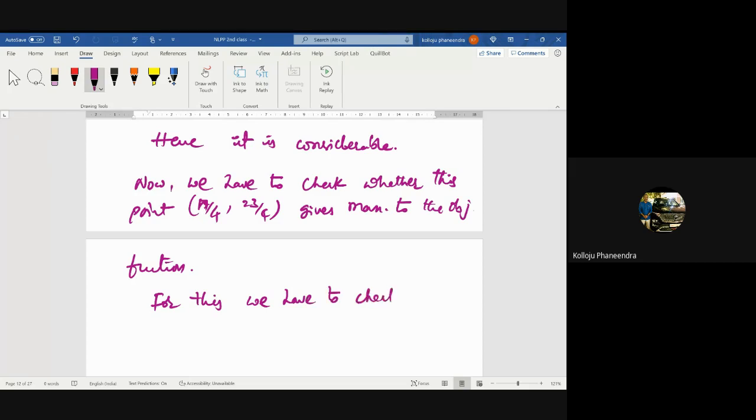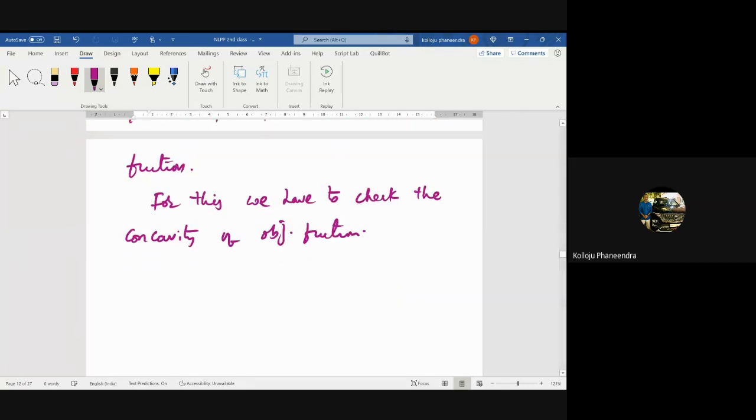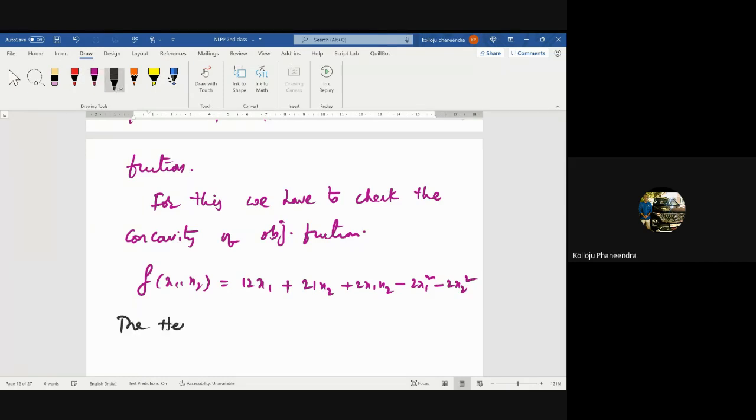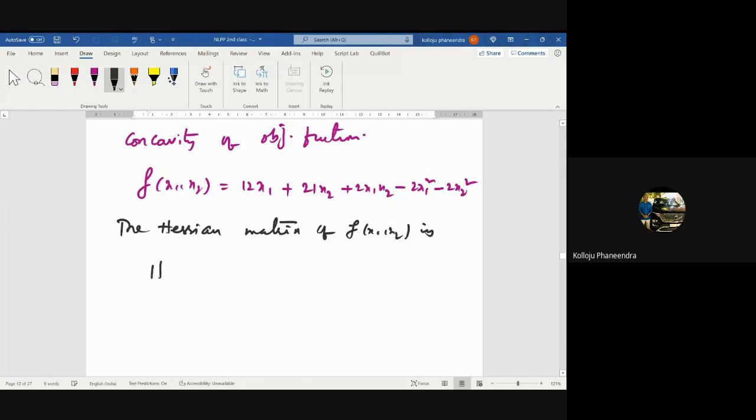For a maximum, we have to check the concavity of the objective function. So what is the objective function? F of x1 x2 is equal to 12x1 plus 21x2 plus 2x1x2 minus 2x1 square minus 2x2 square. For this, as in yesterday's class, we need the Hessian matrix of f of x1 x2.